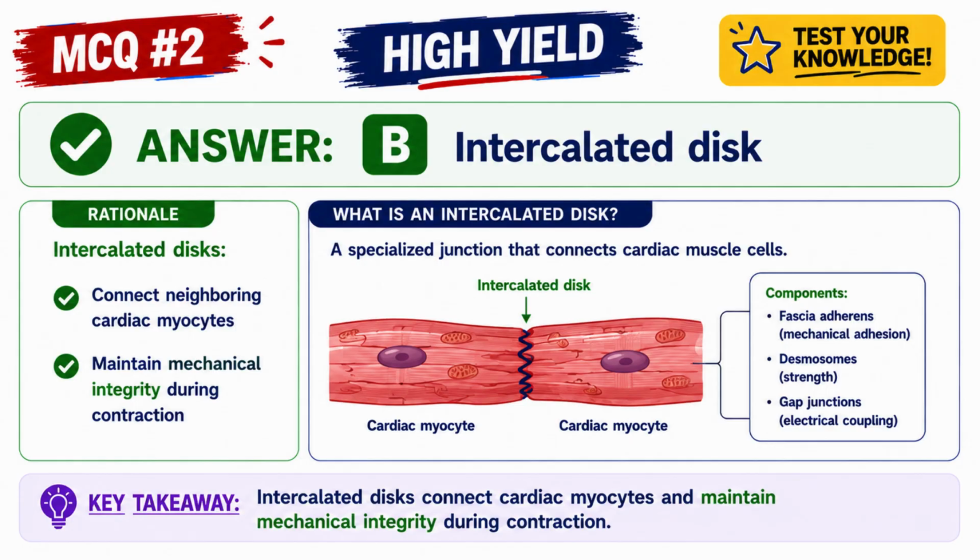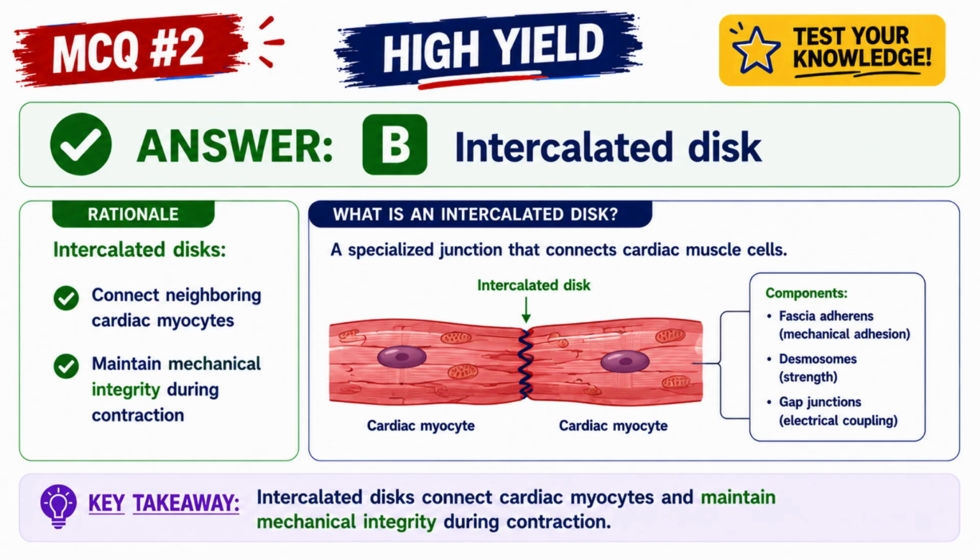They contain two critical components: mechanical junctions, desmosomes and fascia adherens. These physically anchor adjacent myocytes together, transferring the mechanical force of contraction from cell to cell without tearing the myocardium apart. Think about what happens during ventricular contraction. Enormous mechanical forces are generated. Individual myocytes are shortening forcefully. Without strong cell-to-cell connections, the cells would simply pull away from each other. Intercalated discs prevent this. They are the mechanical glue of the cardiac syncytium.